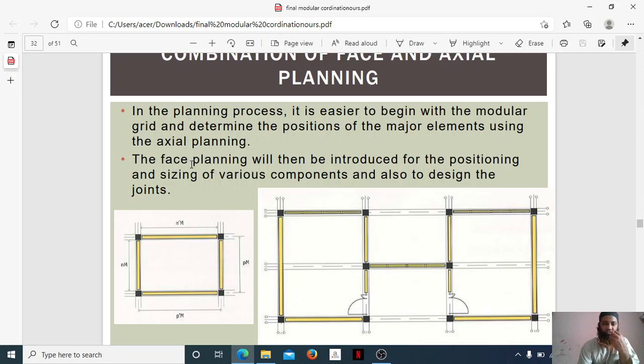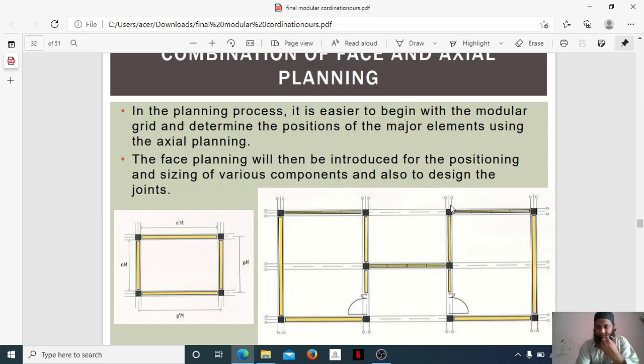Then the phase planning will be introduced for the positioning and sizing of various components and also to design the joints. So after taking the axial planning, which takes only center to center, this phase planning has come up. This has been inserted here, and by this we can see what elements of what size are coming in between these parallel lines. You can see center to center marking is also there in this planning. This is the combination of both of them. You have both of them simultaneously.